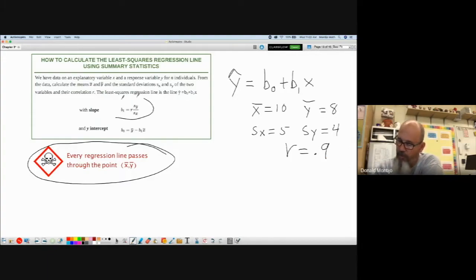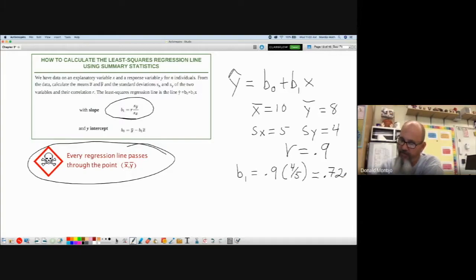So how are we going to calculate the slope? Well, we have this formula here for B1. The slope is equal to R times the standard deviation of Y divided by the standard deviation of X. So B equals 0.72. That's our slope, 0.72.